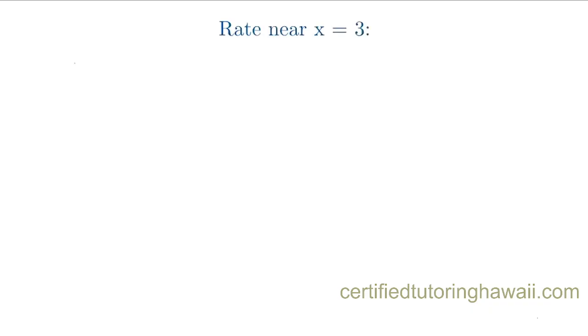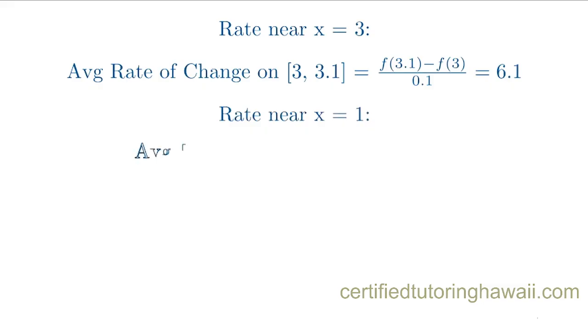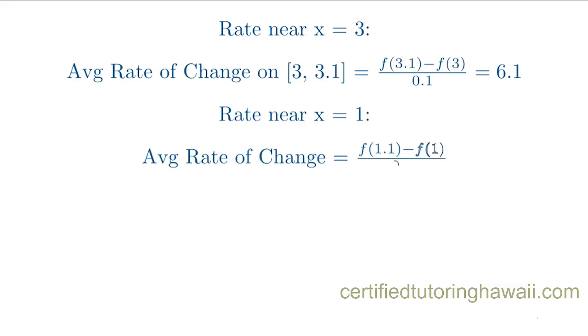We've already found an approximation for the rate near x equals 3. Using an interval like 3.1, we calculated an average rate of change of 6.1. This suggests the rate at x of 3 is around 6. Now let's do the same for x equals 1. We'll use a similarly sized interval, say from 1 to 1.1. Calculating the average rate of change, we get f of 1.1 minus f of 1 all over 0.1. This is 1.21 minus 1 divided by 0.1, which is 0.21 divided by 0.1, or 2.1.